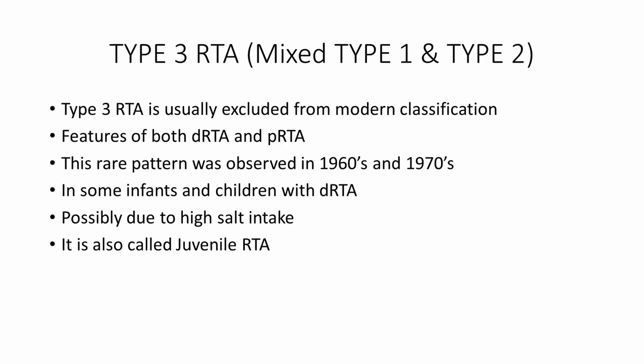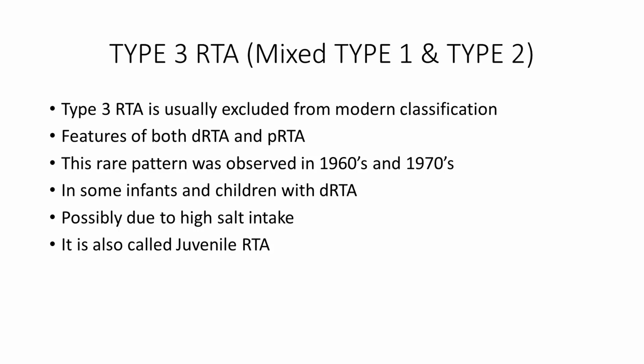Type 3 is a mixture of type 1 and type 2. Type 3 is usually excluded. Yes, you have to remember this thing. Whenever somebody asks for the classification of renal tubular acidosis, you can say type 1, type 2, and type 4. Type 3 is no more in the classification of renal tubular acidosis.